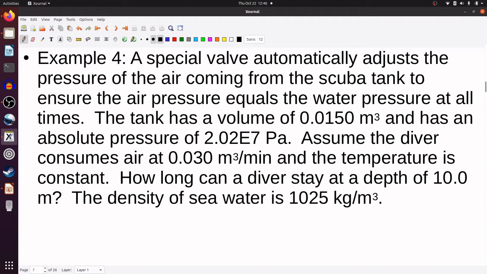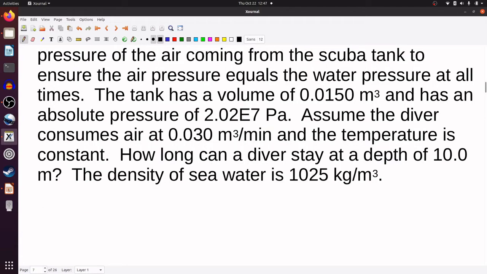How long can a diver stay at a depth of around 10 meters? That's around 32.8 feet. Actually, exactly 32.8 feet. The density of seawater is going to be 1025 kilograms per cubic meter. So you've got to use Boyle's Law here, and there are some liberties with this problem, but it's still pretty interesting.